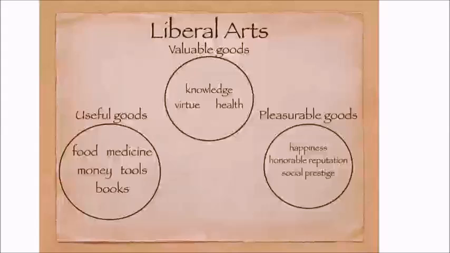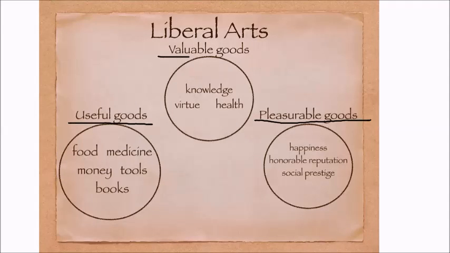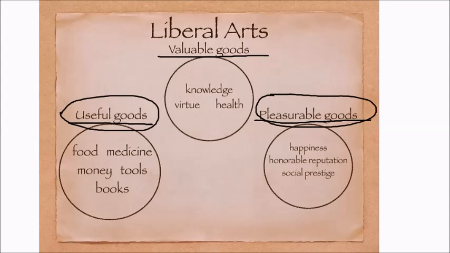Now let's talk about the three types of goods. There are the useful goods, the pleasurable goods, and the valuable goods. If you relate each one of these types of goods to each one of the types of arts, we will see that useful goods are produced by the utilitarian arts. Pleasurable goods are produced by the fine arts, and valuable goods are produced by the liberal arts.